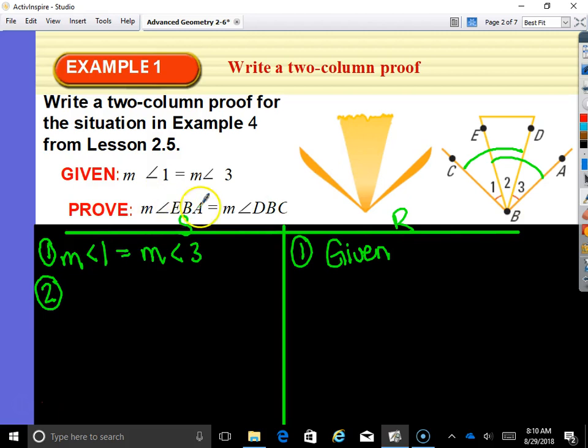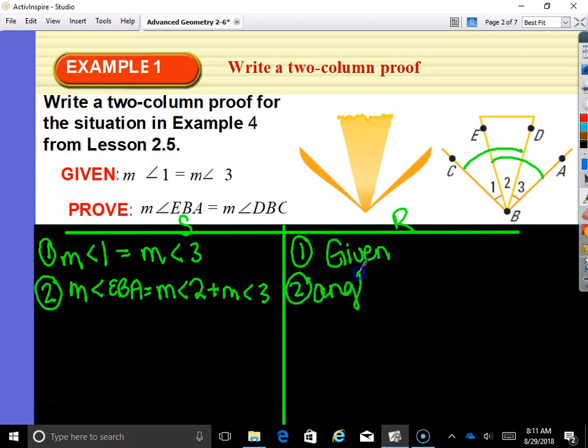So what we need to do is look at this proof statement and say that the measure of angle EBA equals the measure of angle 2 plus 3. The reason is the angle addition postulate.